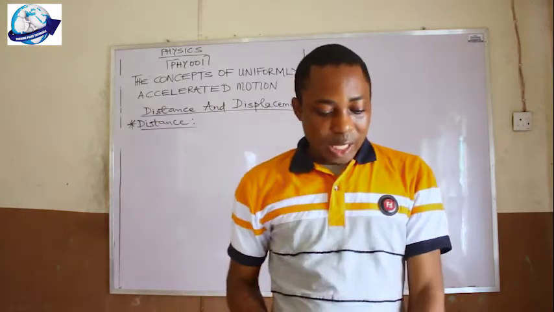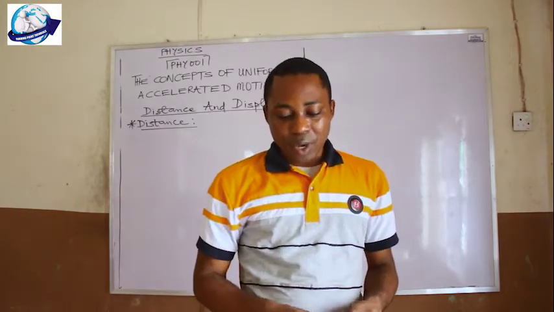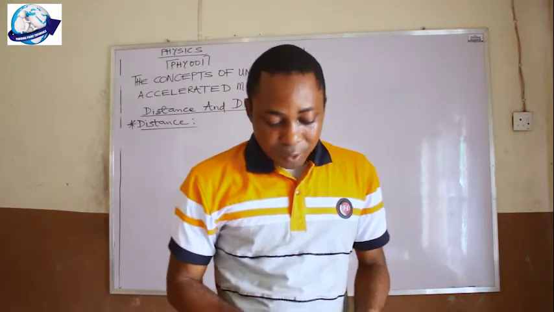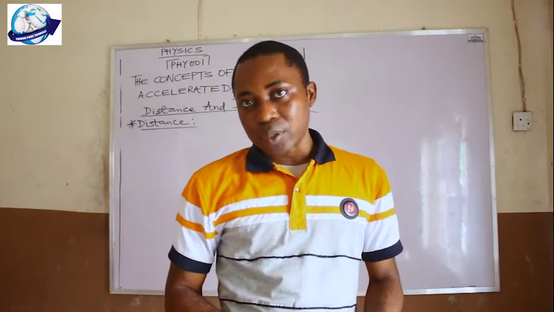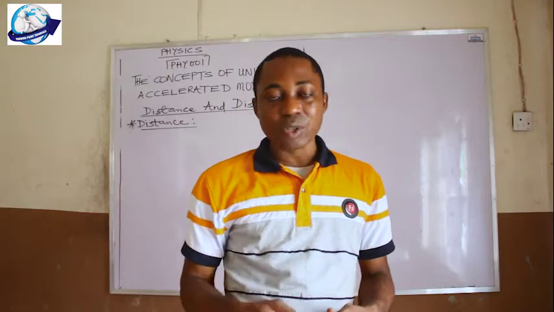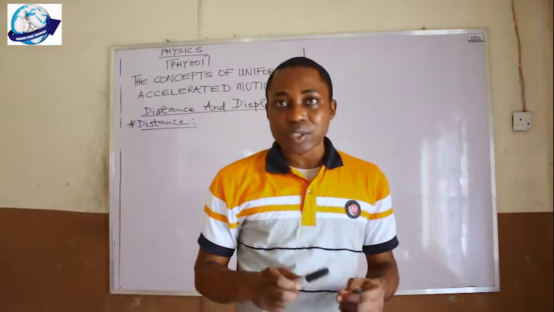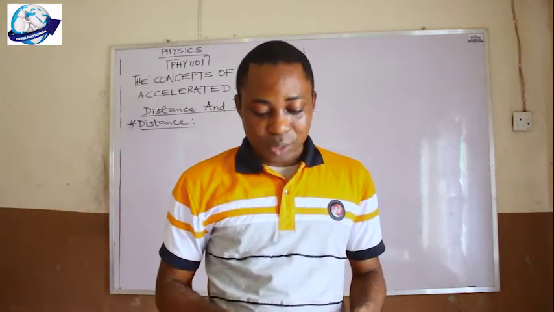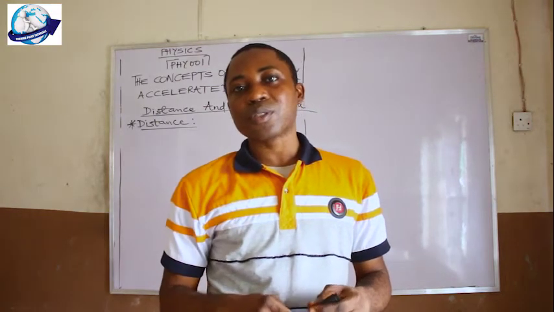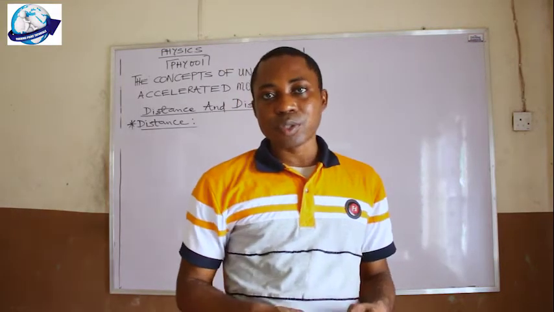But let's now go back to the definition. What is distance? Distance is a measure of the space separating two positions without consideration of the direction between the two positions or the two points. Once again, distance is defined as a measure of the space separating two positions without consideration of the direction between them. That means you will not consider the direction, only the measure of the space separating the two positions or points.